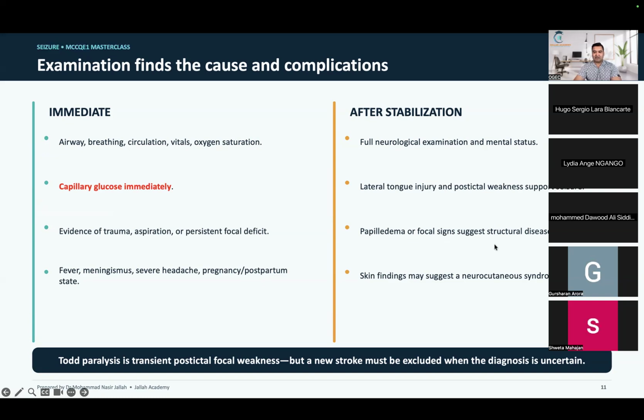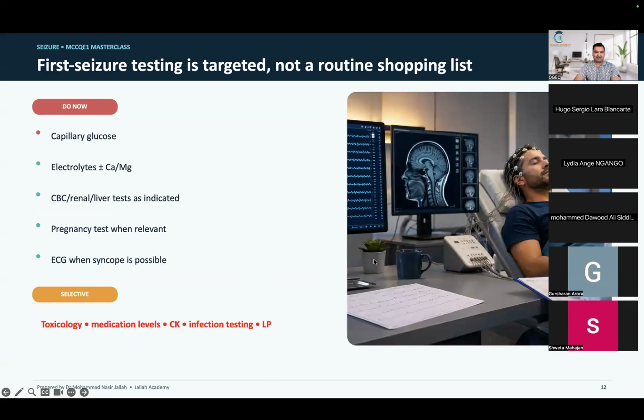Papilledema or focal signs suggest structural disease. Scan findings may suggest a neurocutaneous syndrome. Todd paralysis is a transient postictal focal weakness, but a new stroke must be excluded when the diagnosis is uncertain.